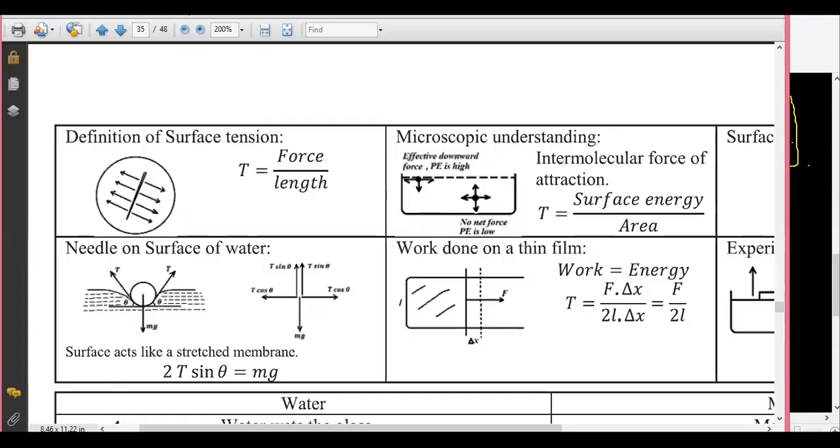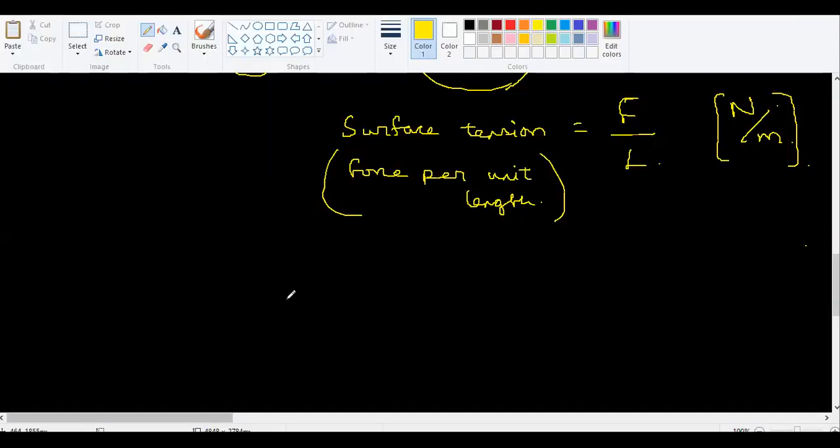Any questions so far? How do you know what is the source of this? For example, with friction, if you are moving a book on top of the table, if I'm moving the book this way, the friction will be acting on the book in the opposite direction, whereas for the table, it will be acting this way.